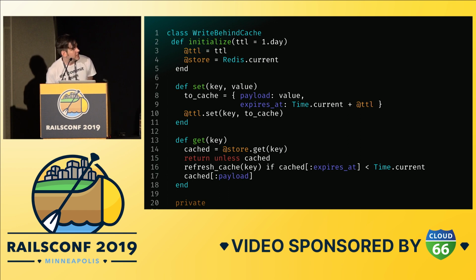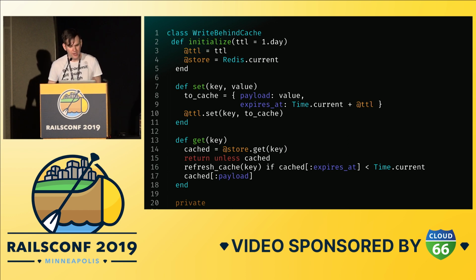So check out this set method on line 7. Normally, when you call your cache, you'll pass the time to live to the set as part of the parameters to the call. But in this case, we're storing our time to live as an expires-at as part of our cache payload. So you can see that on lines 8 and 9. We're setting up our cache payload.